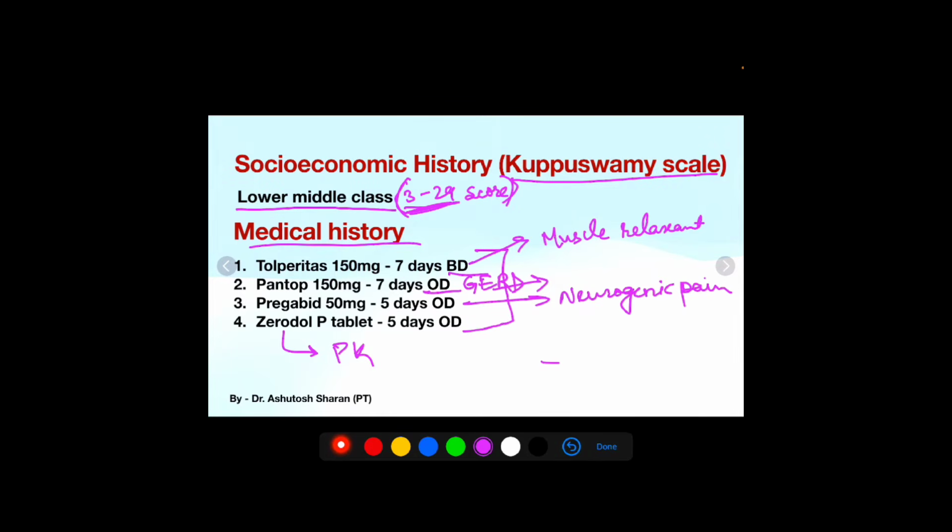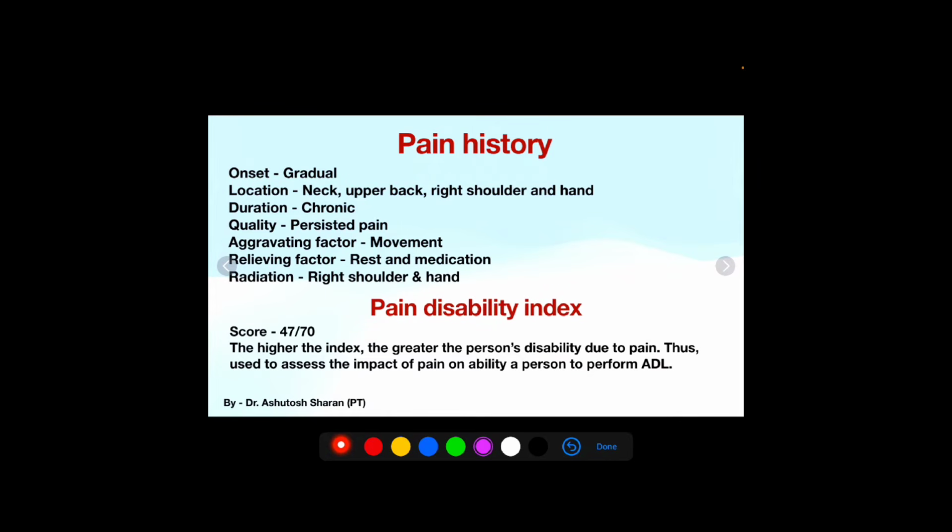All right. Now, the next one is pain history. Onset is gradual. We already know that. Location, you can guess: neck, upper back, right shoulder, and hand. Duration is chronic. Quality is persistent pain. Aggravating factor is movement. Obviously, when the patient moves, the pain increases. Relieving factor is rest and medication, which is according to the patient and not according to me. Radiation is to the right shoulder and hand.